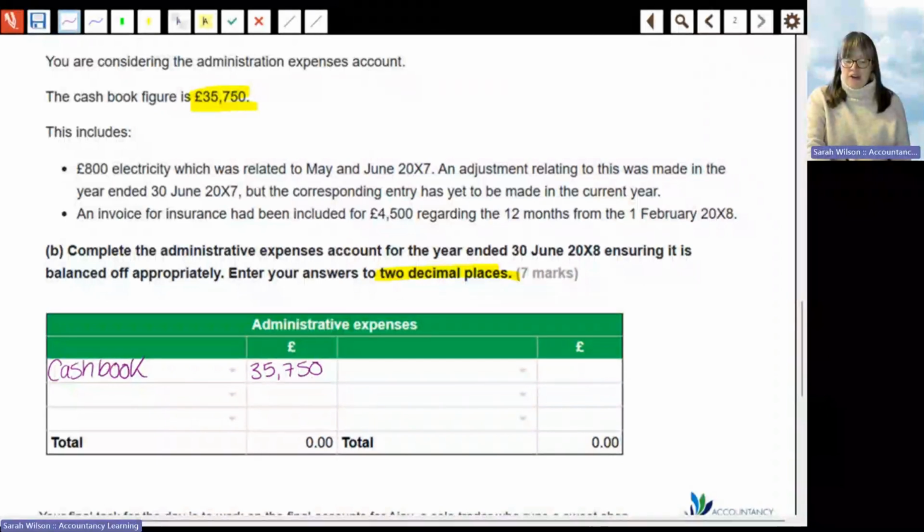Now let's deal with the first bullet point. £800 electricity related to May and June. An adjustment related to this was made in the year ending the 30th of June 20x7. The corresponding entry has yet to be made. So that was going to be for our accruals for the year. So these months here to the year end, 30th of June, we hadn't had a bill in for those, so we had to accrue for them.